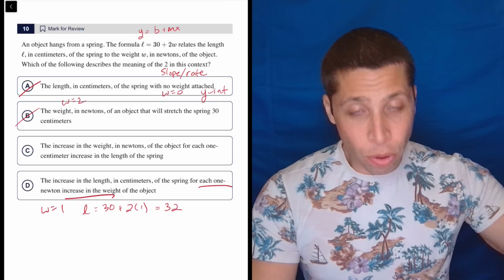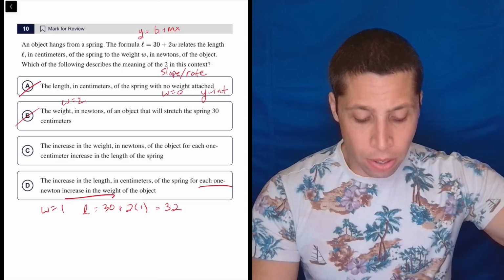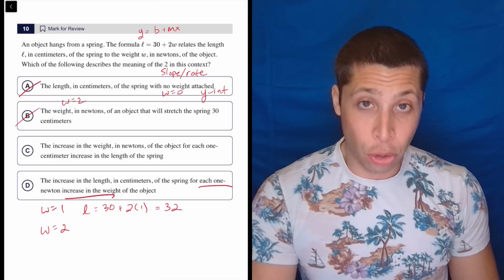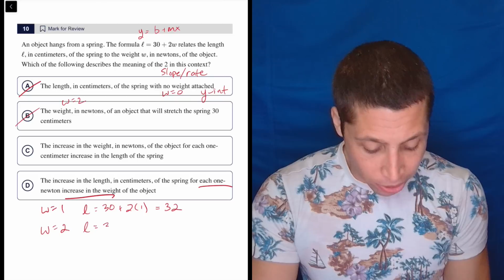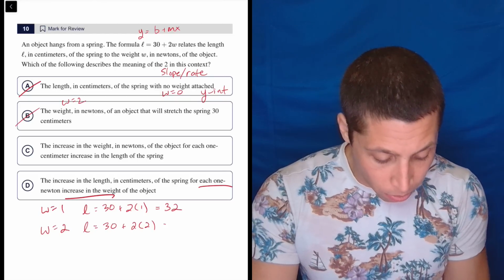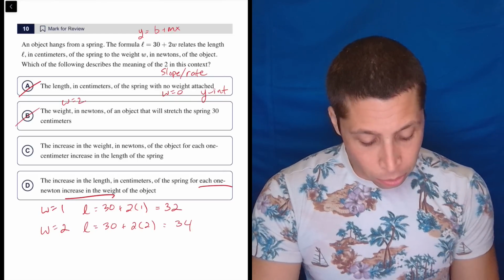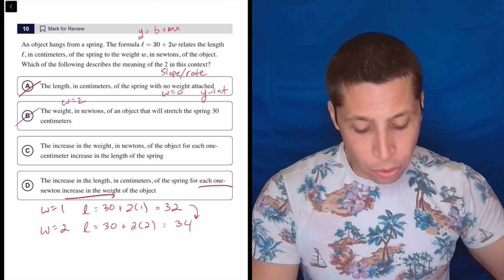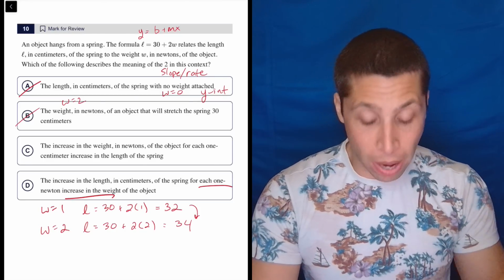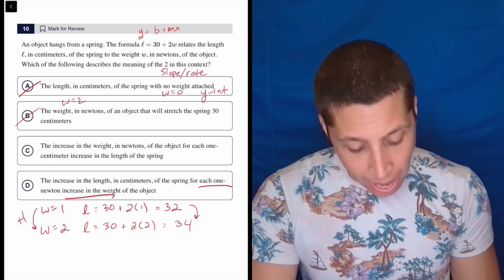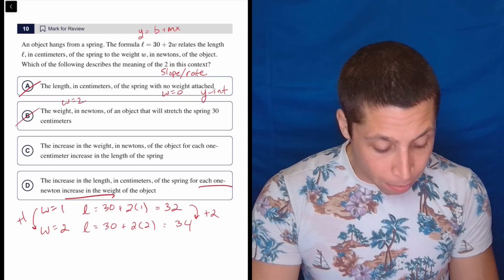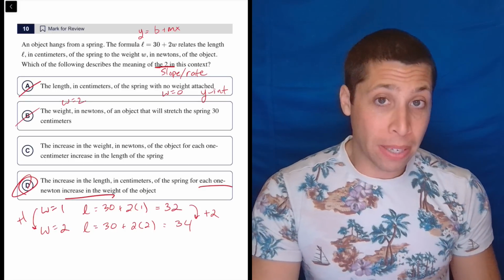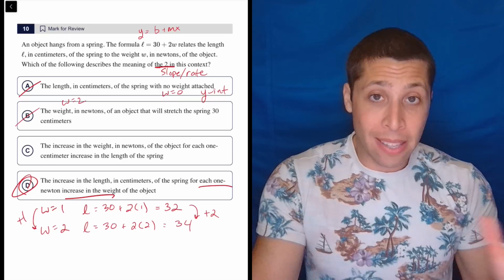Now if we follow the instruction in choice D and we do a 1 Newton increase in the weight, now the weight is 2. And again, we can use the equation, 30 plus 2 times 2 is 34. So look at that. The increase in the length of the spring for each 1 Newton increase in the weight of the object: we increased by 1 Newton, and that meant we increased the length by 2. So that's what it should be. That would be enough for me to pick D. So that's it. That's the whole thing here.